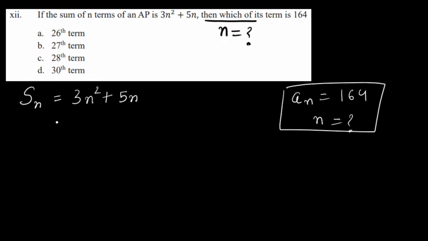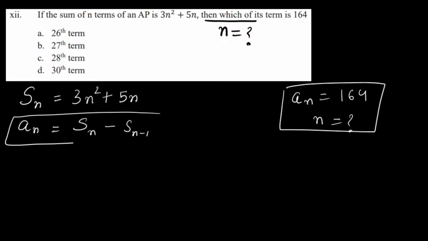Now for this one, just remember one formula. From Sn we can find an. With the help of this formula, an equals Sn minus Sn minus 1. If you know Sn, meaning the sum of terms, you can find an with the help of this formula.